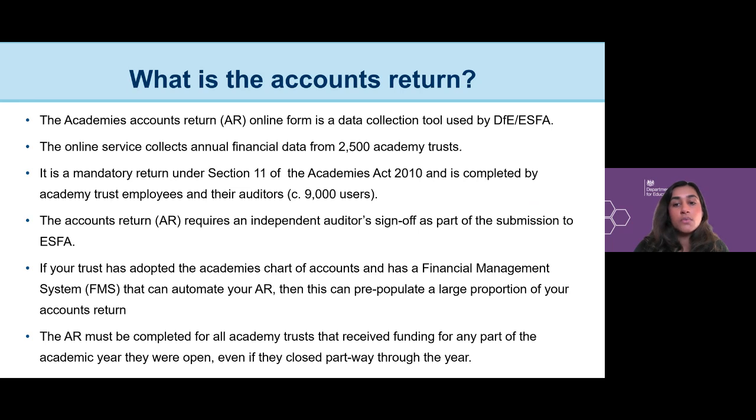If your trust has adopted the Academy's Chart of Accounts and has a financial management system that can automate your accounts return, then this can pre-populate a large proportion of your online form. The form requires an independent auditor sign-off as part of the submission to ESFA and must be completed by all Academy trusts that received funding for any part of the academic year they were open, even if they closed partway through the year. Next slide, please.